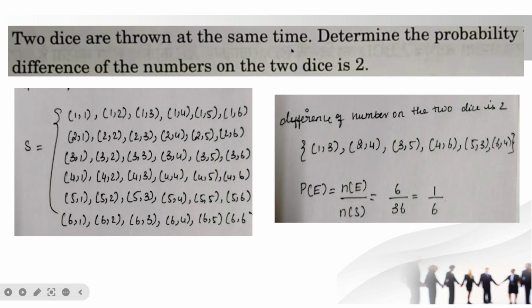2 dice are thrown at the same time. Determine the probability where the difference of the numbers on the 2 dice is 2. So 2 dice means you write the sample space.